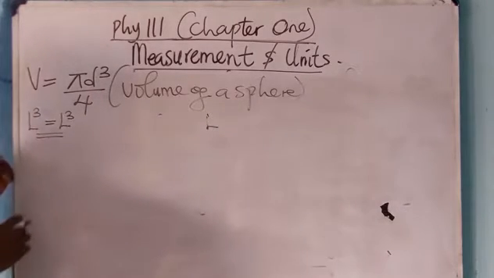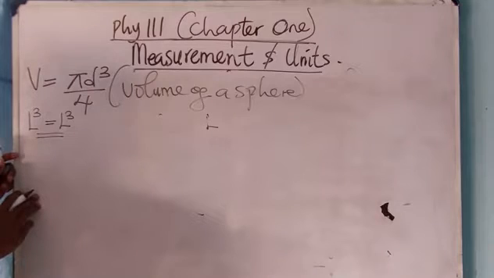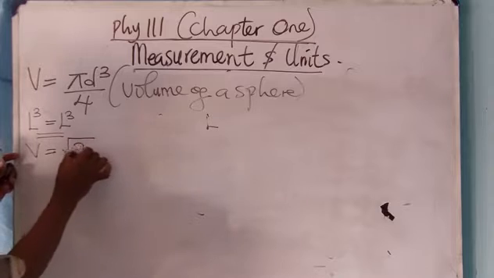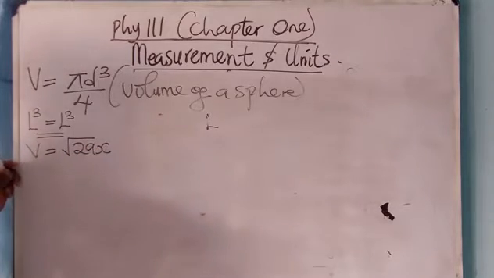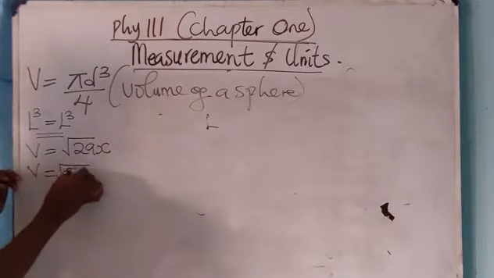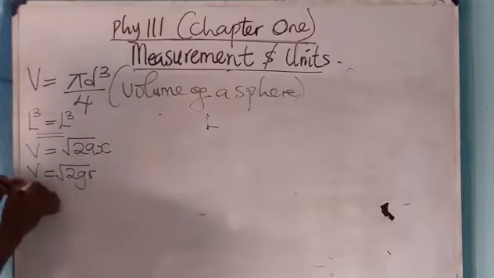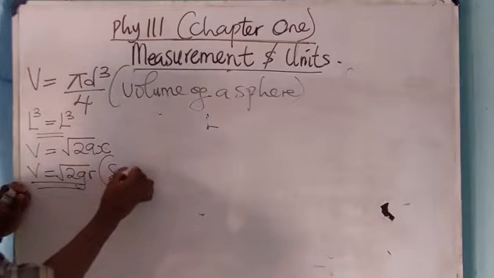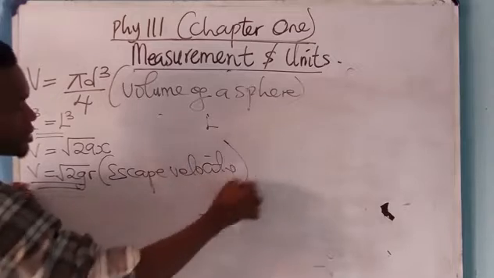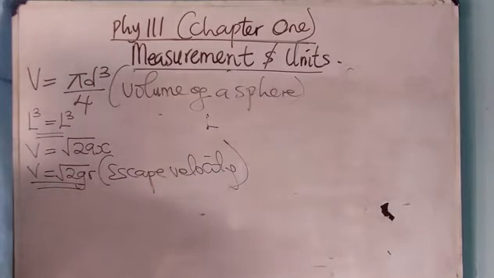Now the next one, let's prove that V equals 2ax. Now I can also say that V equals root 2gr. Now this formula is escape velocity. What is escape velocity? Escape velocity means the energy required for a body to leave the surface of the earth.